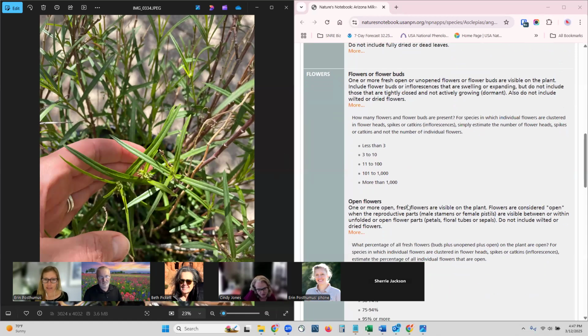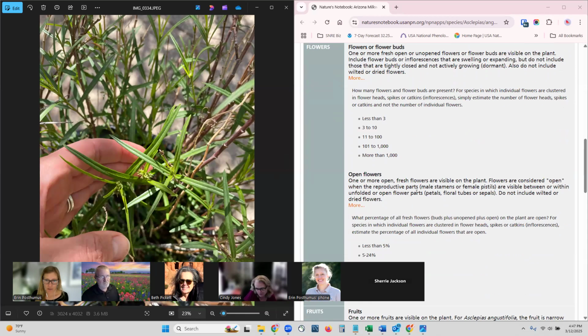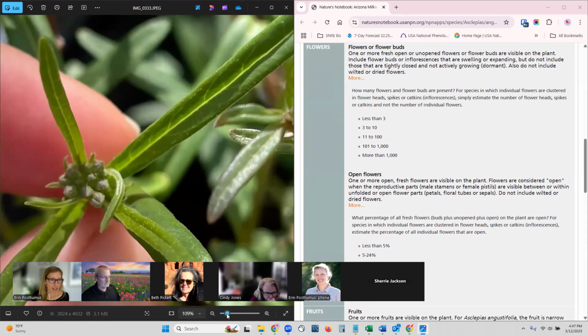Okay, so what about this next question, which is about open flowers? One or more open fresh flowers are visible on the plant. Flowers are considered open when the reproductive parts are visible between or within unfolded or open parts. And so for this one, I might go back to our little cluster. If you don't know what an open milkweed flower looks like, maybe we can find a picture to show you, but I will just tell you because we don't have any open flowers on this plant. I don't have a picture of it right now, but these are very tightly closed, very small flowers. When they're open on this species, they're kind of a bright white, and they have these cool reproductive parts that stick up in different directions. So really different looking than the flower buds. So for open flowers here, we would say no.